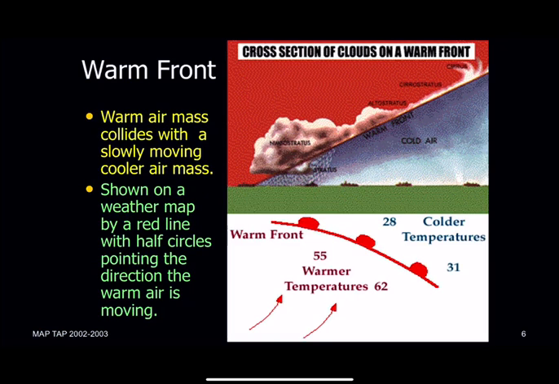A warm front. A warm air mass collides with a slowly moving colder air mass. Shown on a weather map by a red line with half circles pointing the direction the warm air is moving. Okay, so once again, the warm air will be pushed up, but it's strangely moving faster than the cold air mass, probably because the cold air mass has been stalled due to another air front on the other side of it.